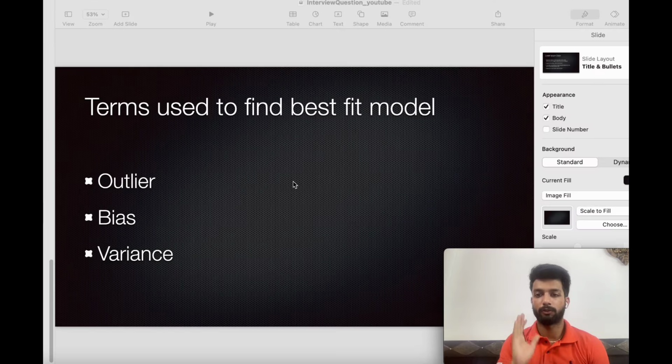Welcome to Veda Vartha. Today we discuss three topics: variance, bias and outlier. These three topics play an important, significant role in a model's output.